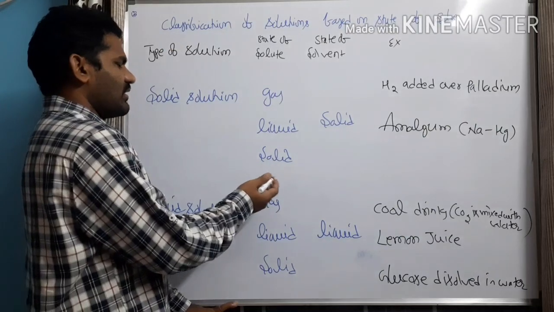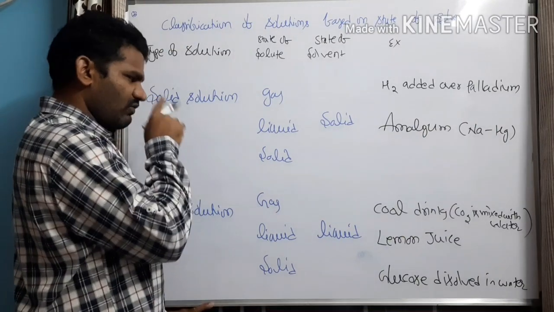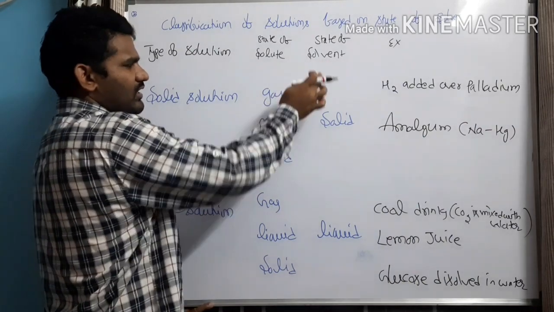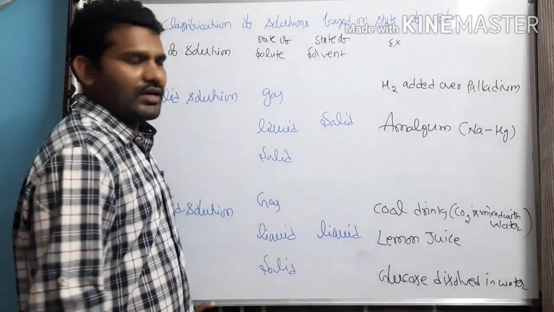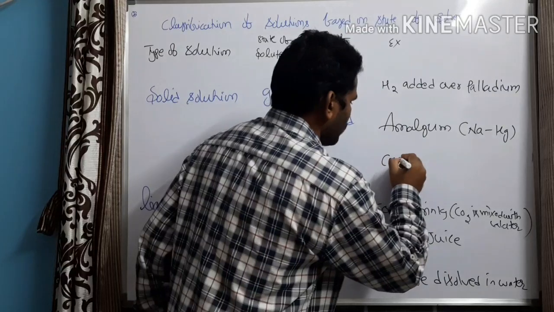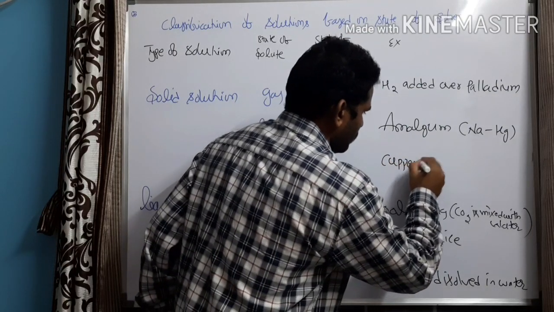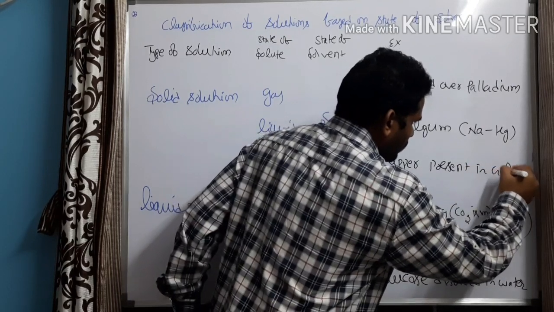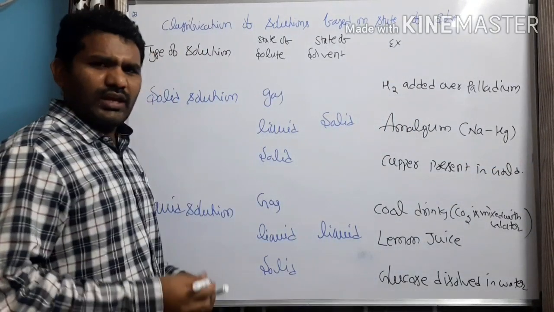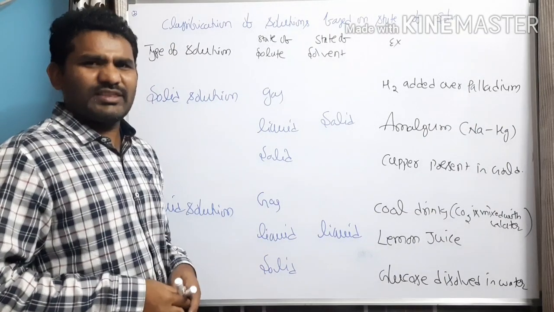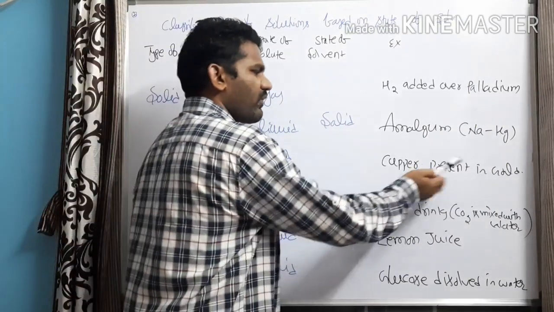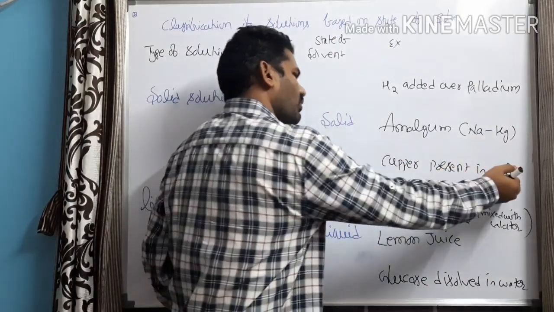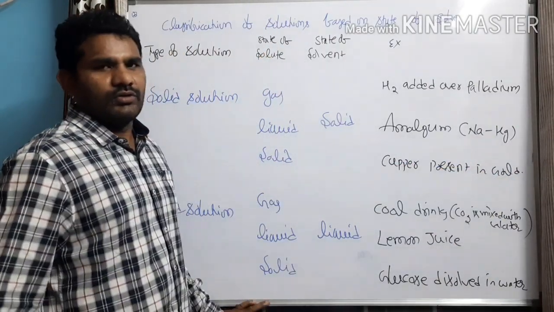Finally, we are going to consider the example for a solid solution where solute is present in solid state and solvent is also present in solid state. Example is copper present in gold. In order to make any gold ornament, goldsmith generally adds a little amount of copper. In that, copper is present in solid state and gold is also present in solid state.